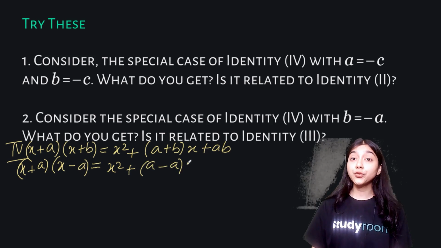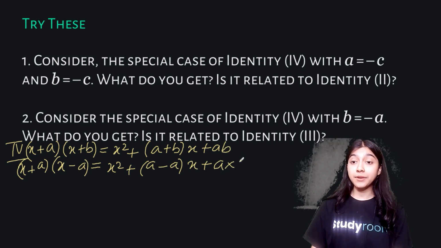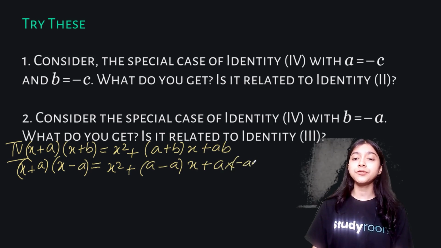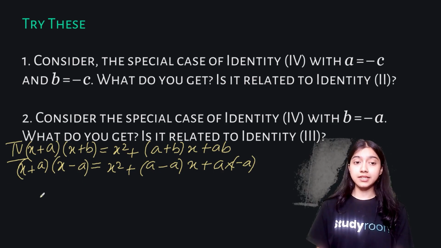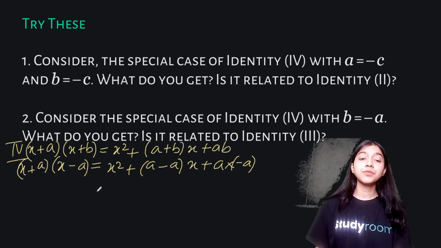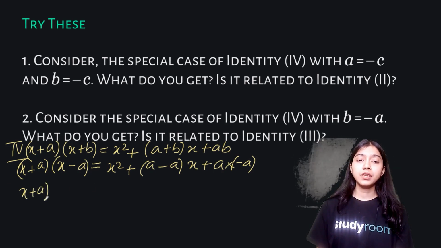And over here, I'll write x. Again, in place of a, I'll write a, which should be multiplied with, in place of b I have to write minus of a. Now x plus a into x minus a, this is what we have on the left hand side. So we'll keep this as it is, that is x plus a into x minus of a.